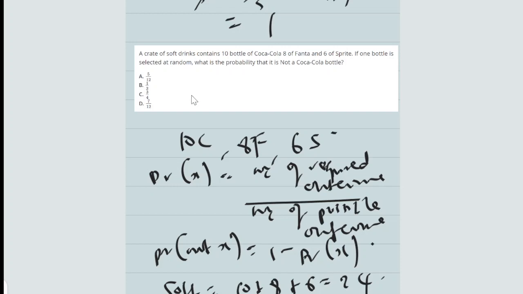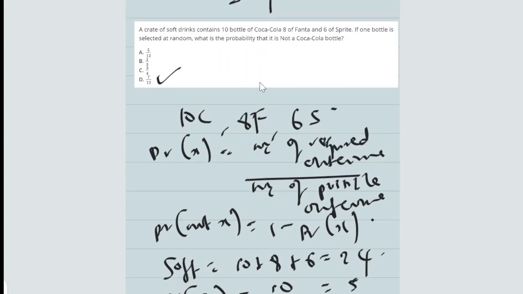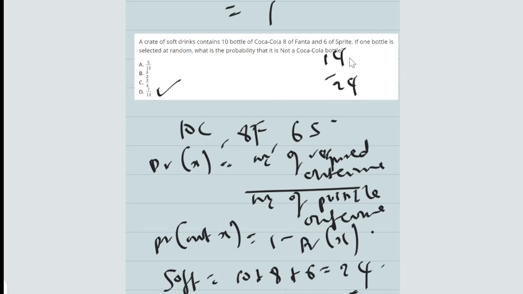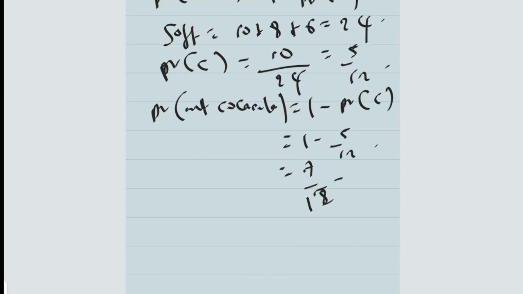But if you don't want to stress yourself, like I've said, since they say it is not Coca-Cola, then it is what? Sprite and Fanta. So then you just find the probability. What's the probability of this? You know it is 14. So that will now be 14 over 24. And this will give me 7 over 12 too. You can see it is very simple. That is probability. So don't forget, probability is the number of required outcome divided by the number of possible outcome.